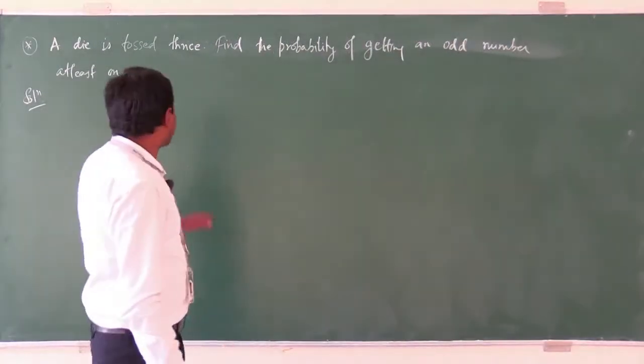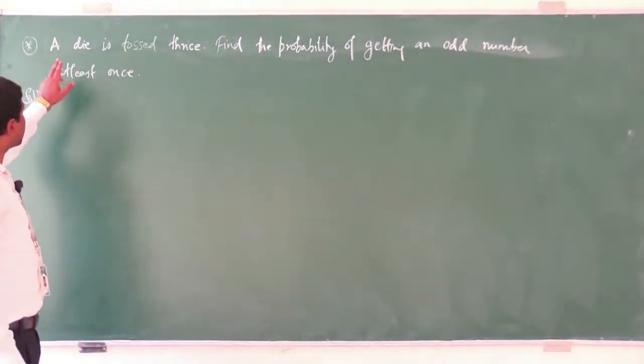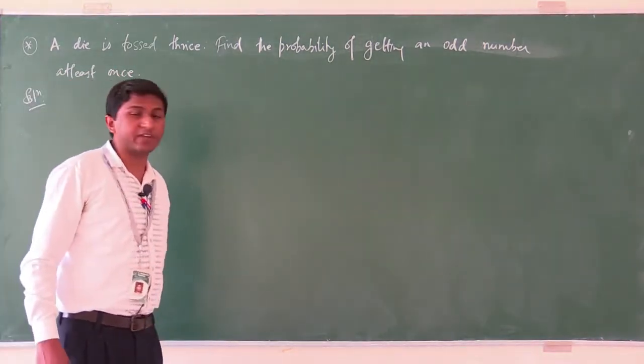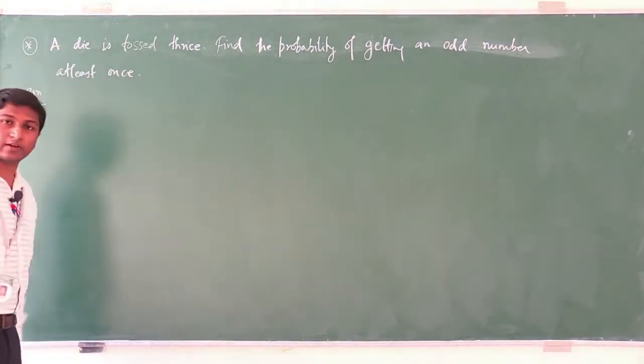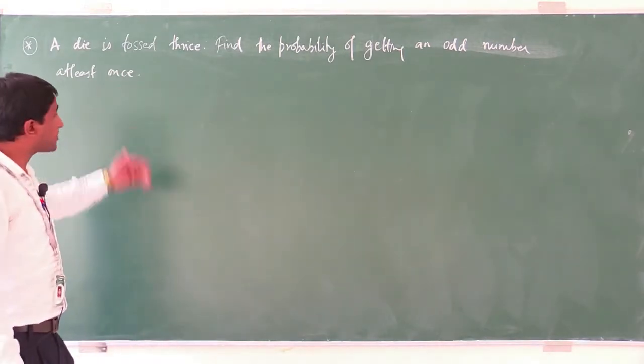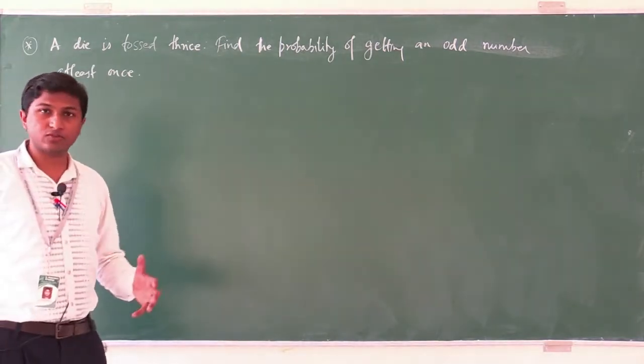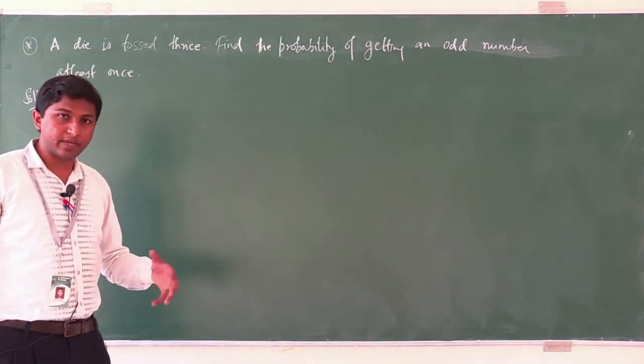Moving on to the next question. The question is, a die is tossed thrice. Find the probability of getting an odd number at least once. So what is the random experiment in the given question? A die is tossed thrice. So that is the random experiment.